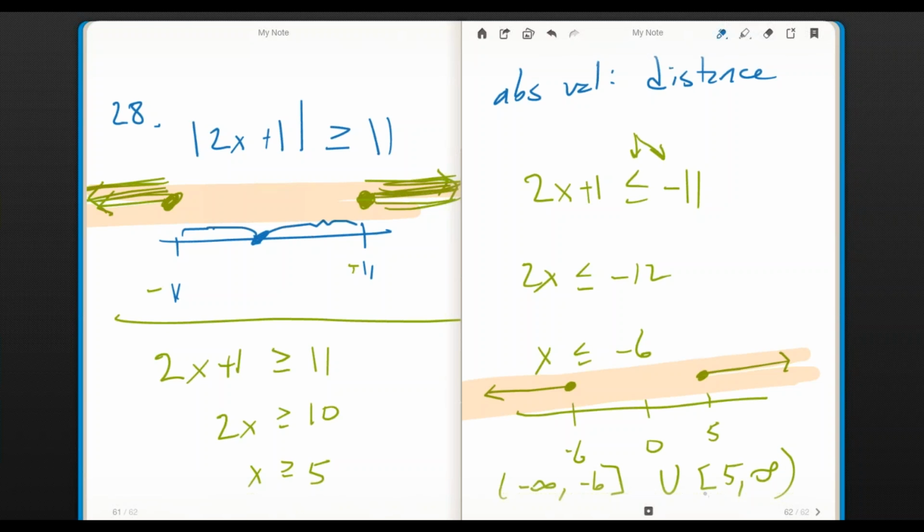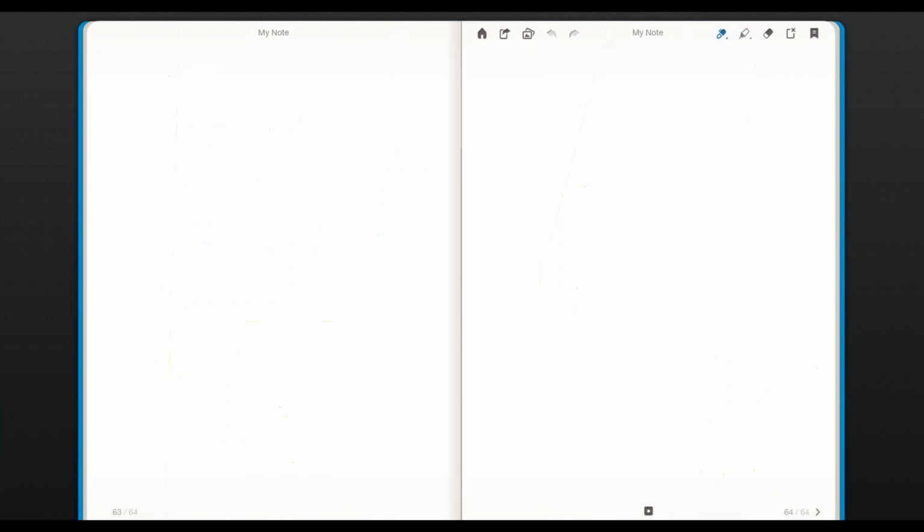I think I just did the wrong one. Look at me, I mixed up. No, sorry, this is number 29. Let's do 28 next. Sorry about that. I did these backwards. This is 28. I did 29. I wrote the problem down wrong.